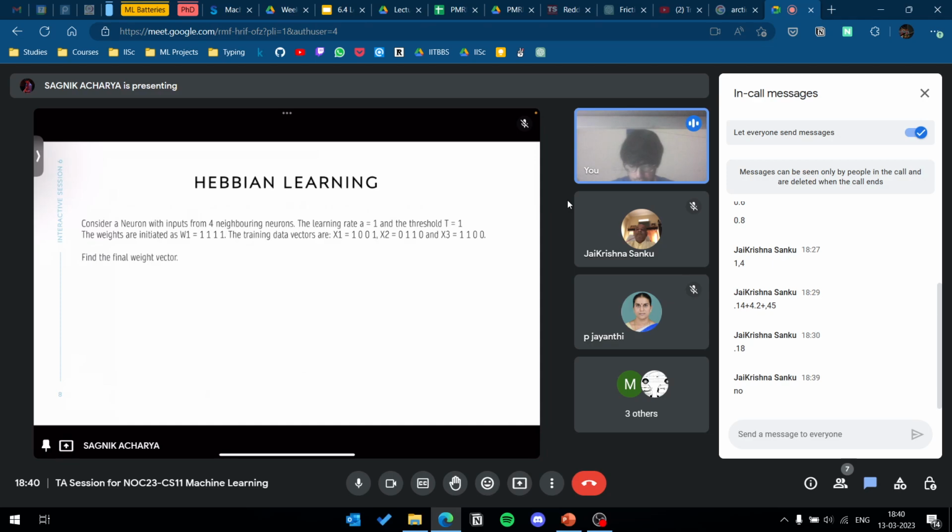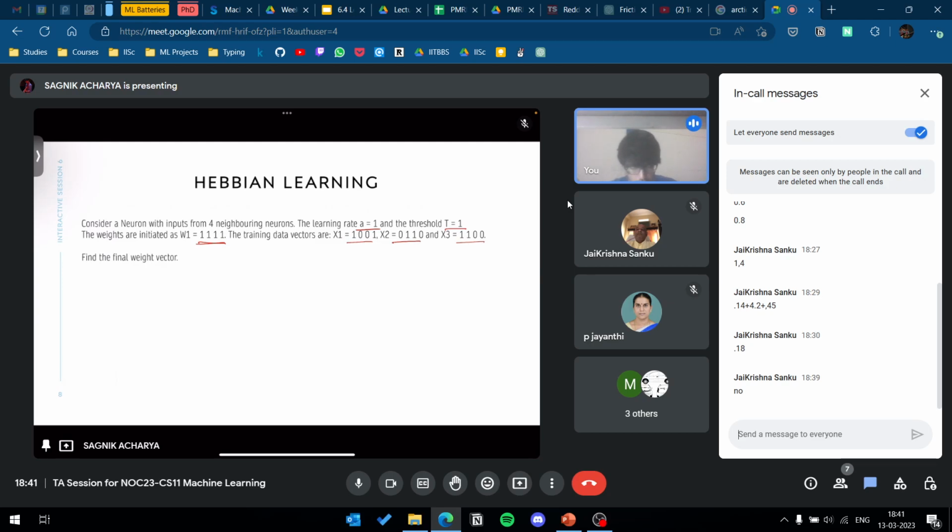So the next problem is on Hebbian learning. We'll just jump into the problem, which says: consider a neuron with four inputs, from four neighboring neurons. The learning rate is one, and the threshold is also one. The weights are initialized like this, and we have three instances, basically. You need to find the final weight vector.